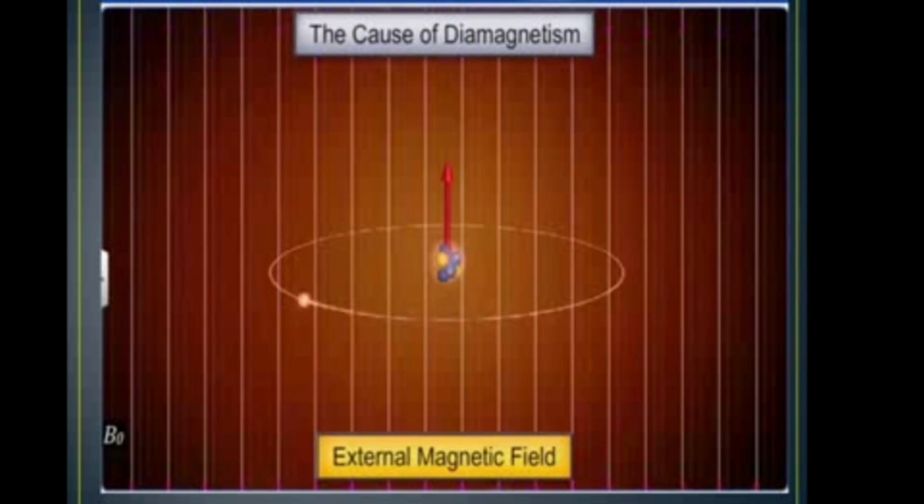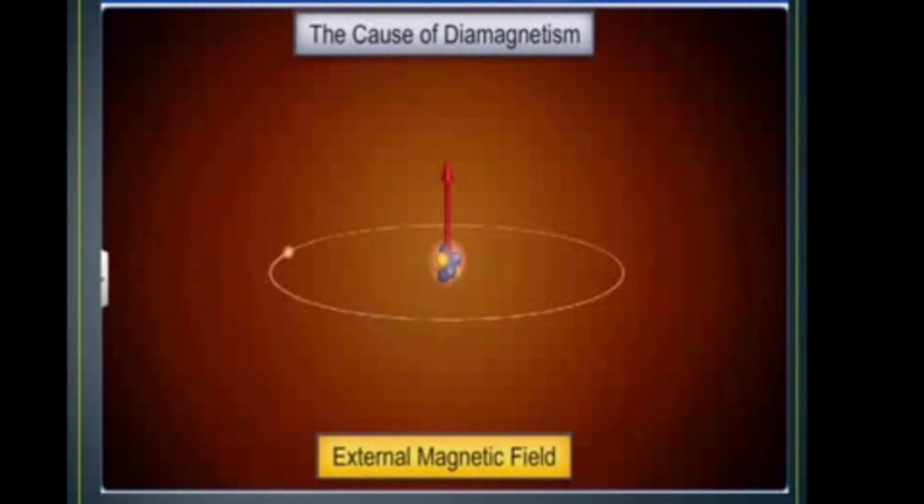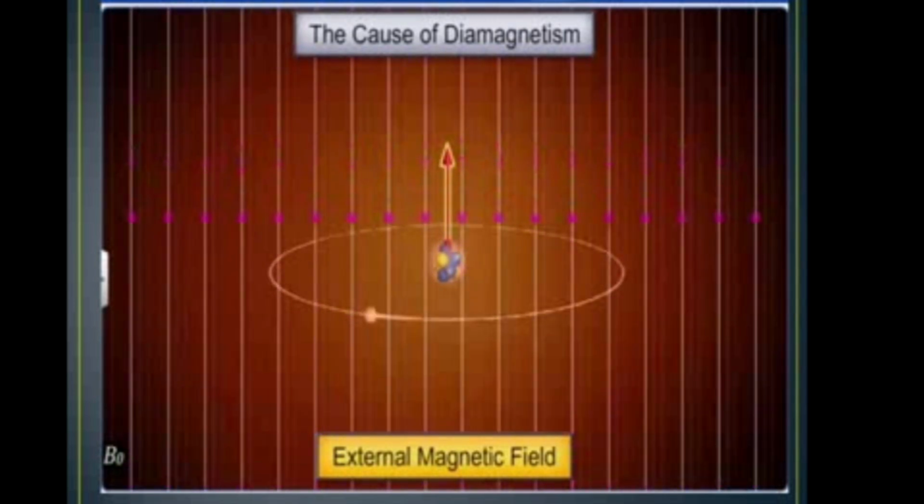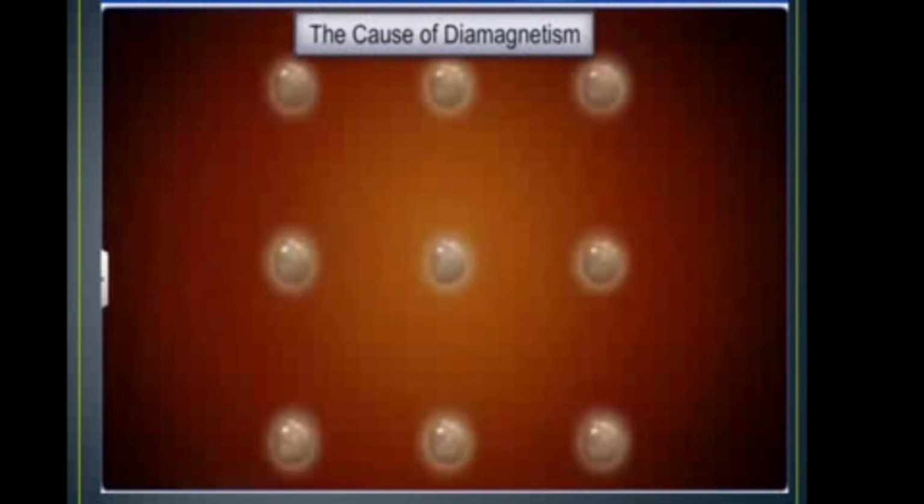When the atom is placed in an external magnetic field, if the magnetic moment is parallel to the magnetic field, it slows down the motion of the electron. So the magnetic moment decreases when it is parallel to the applied magnetic field. Suppose the applied magnetic field is in the opposite direction to the magnetic moment of the electron. Then the magnetic moment of the electron increases.